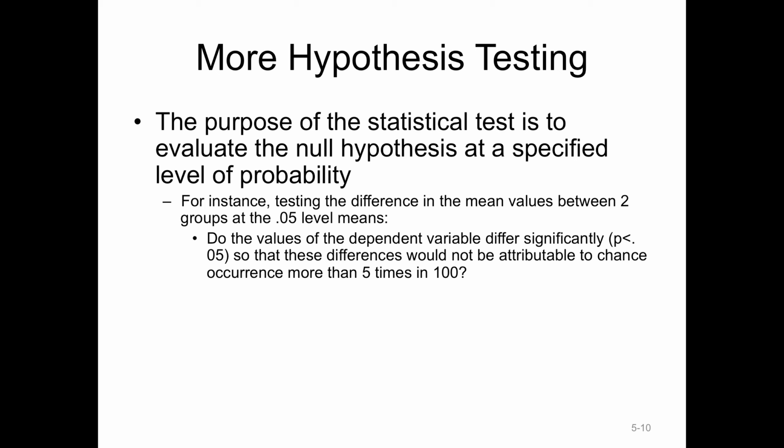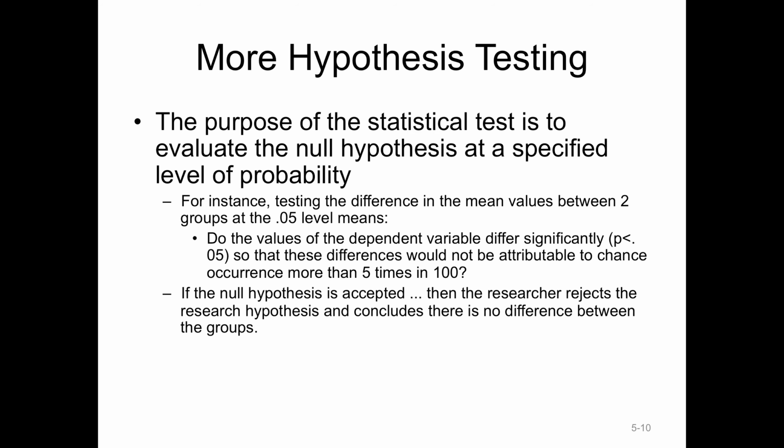So that's the probability. 0.05 is 5 times out of 100. So are the researchers willing to accept that if it's greater than 5 out of 100, then yes, that's a statistical difference? They're only accepting that it would be attributable to chance less than 5 times out of 100. So that's what p less than 0.05 means.